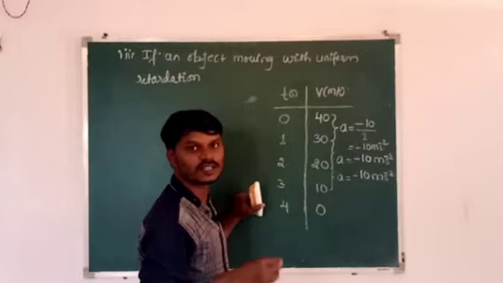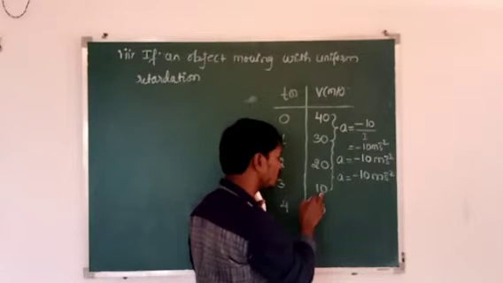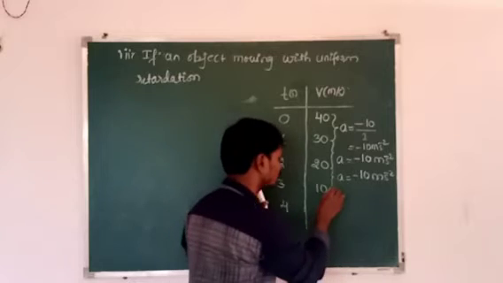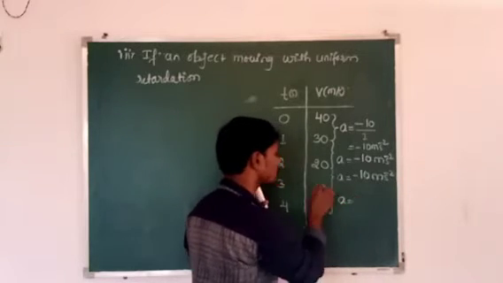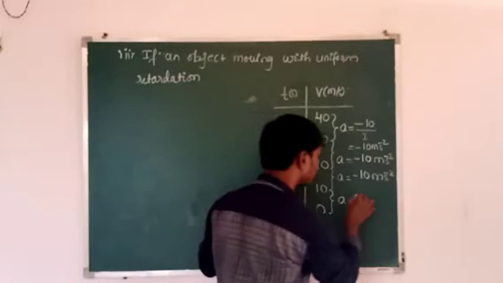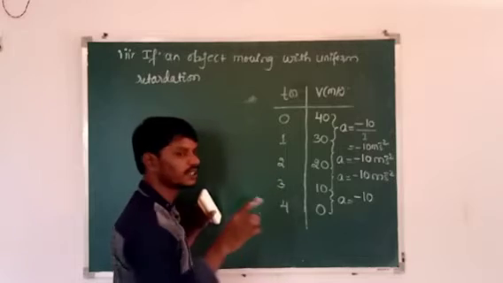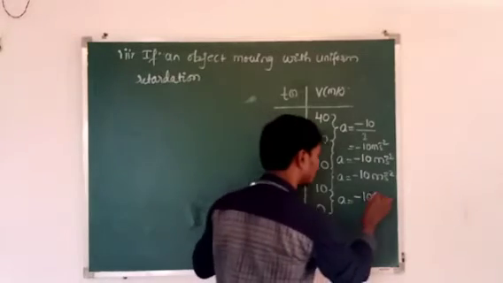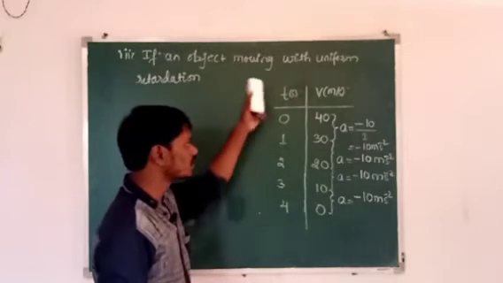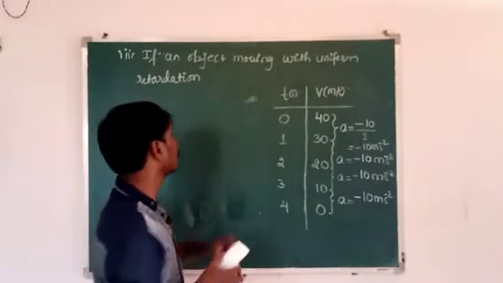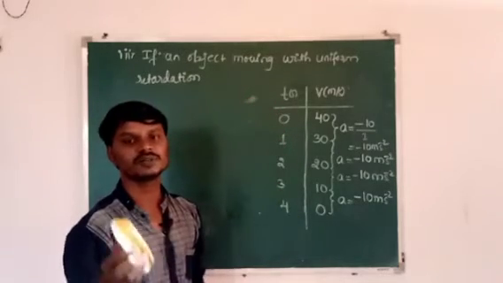Then what is the acceleration of the object when the velocity is decreased from 10 to 0? A is equal to 0 minus 10, that is minus 10. In the time interval 3 to 4, means 4 minus 3, 1 second, that is minus 10 meter per second square. Then by using this table we are going to plot the velocity versus time graph for the object moving with uniform retardation.